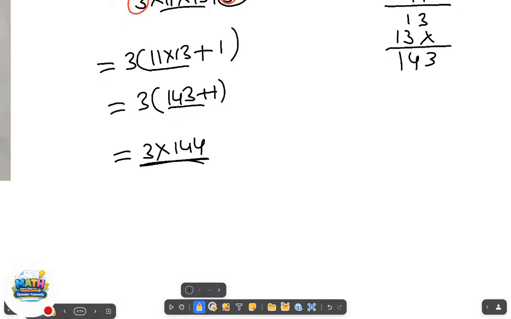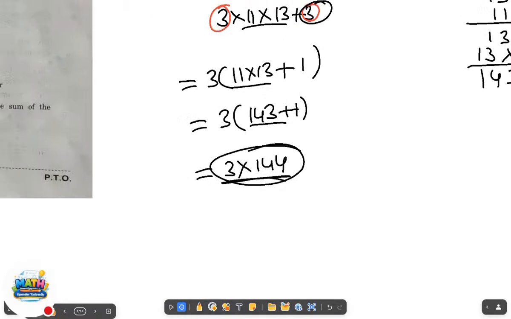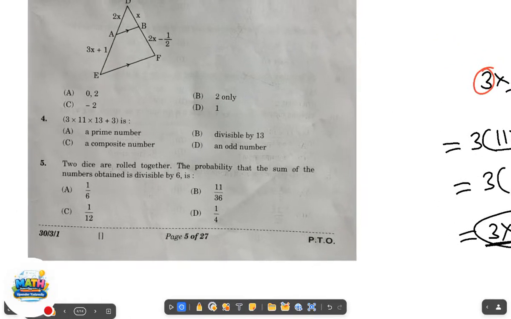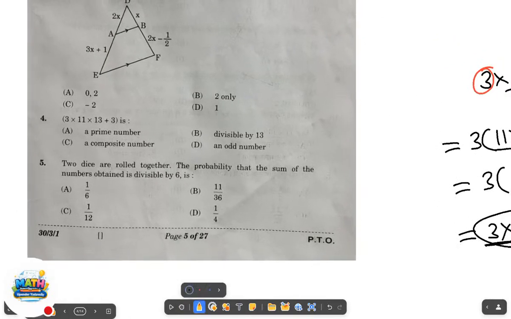As the given number can be written as the product of two numbers other than one and itself, therefore it is a composite number. When a number is written as a product of two numbers other than one and itself, then it is a composite number. So option C is the right answer.